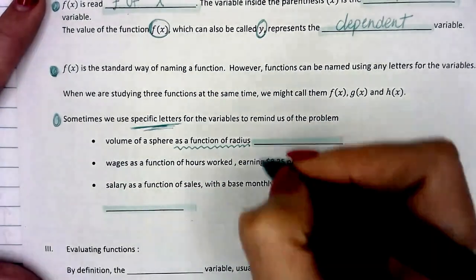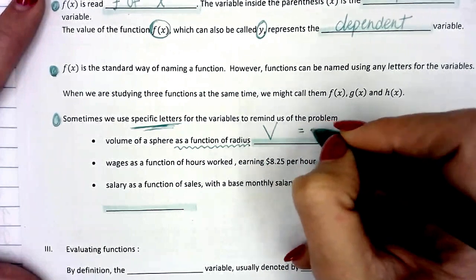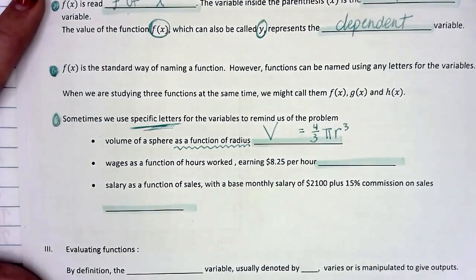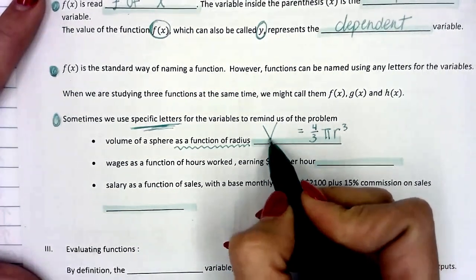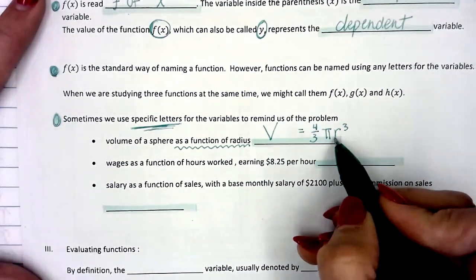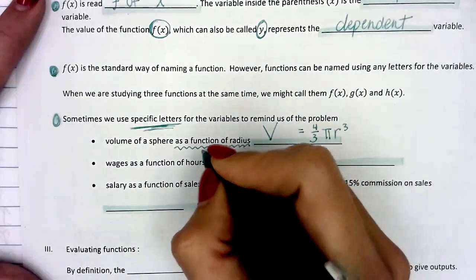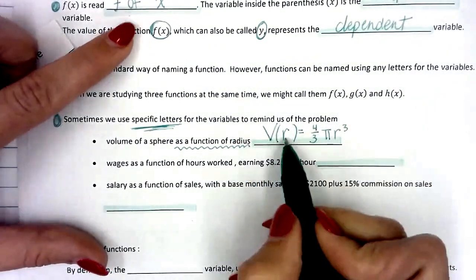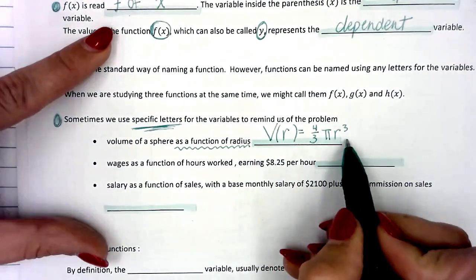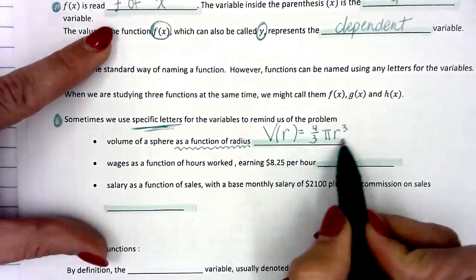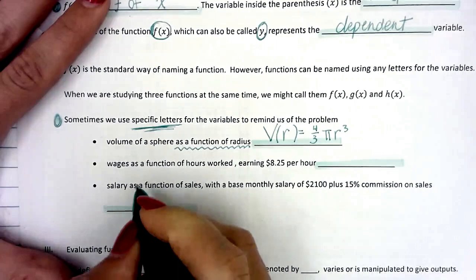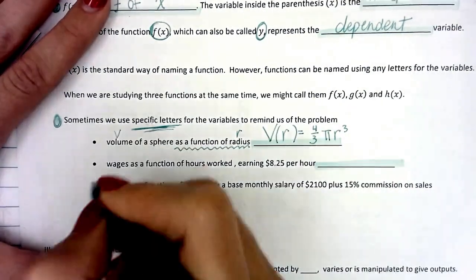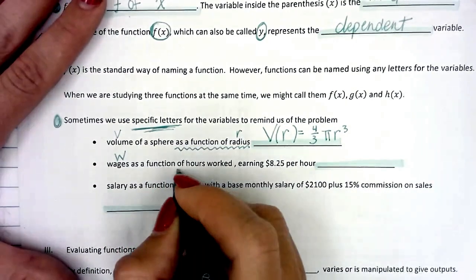Some of you might have to look up volume of a sphere, and some of you might remember that volume equals 4/3 pi r cubed. Volume depends on how big the radius is. This is a function of radius, of x. So I can write v of r. Whatever letter is in here will be the letter on the other side of my equation. That variable should be the only variable on that side. So v for volume and r for radius.